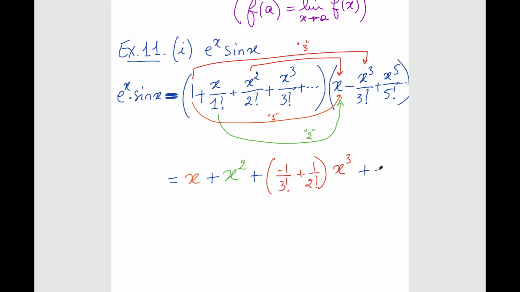Make sense? Plus the rest. We don't care about the rest because they're asking only about the first 3 non-zero terms in the Maclaurin series, and these are the first 3 non-zero terms. Okay, what's that guy? So we get x plus x squared. If you want to simplify, how much is this? 3 factorial is 6, and 2 factorial is 2, so this becomes 1/2 minus 1 over 6. 1/2 minus 1 over 6 is 1/3, right? Plus etc. Okay, makes sense.